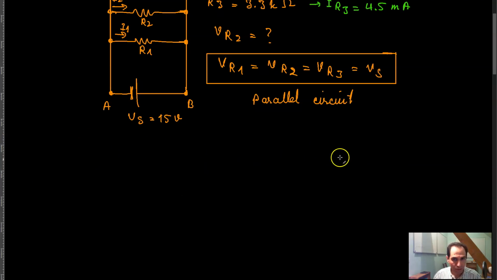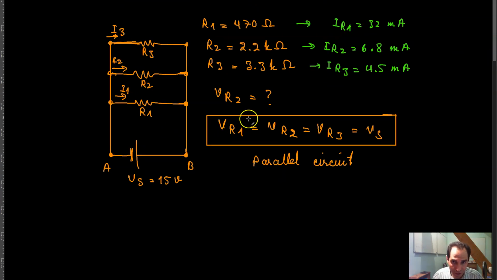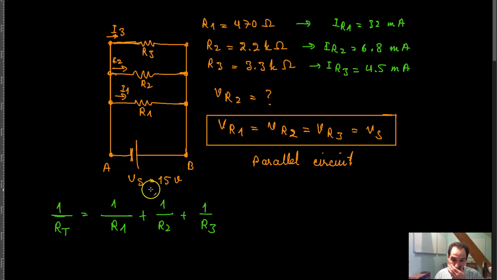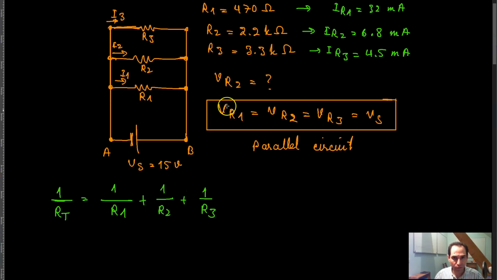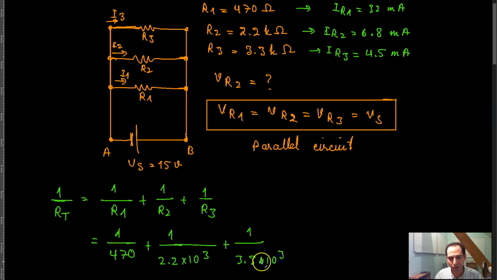Now to calculate those resistors, the formula would be 1 over R of t is the same thing as 1 over R1 plus 1 over R2 plus 1 over R3, because they are parallel resistors. So you write 1 over 470 ohms, and you have to write everything in ohms, plus 1 over 2.2 times 10 raised to the power 3, plus 1 over 3.3 times 10 raised to the power 3, and then give this to a calculator.